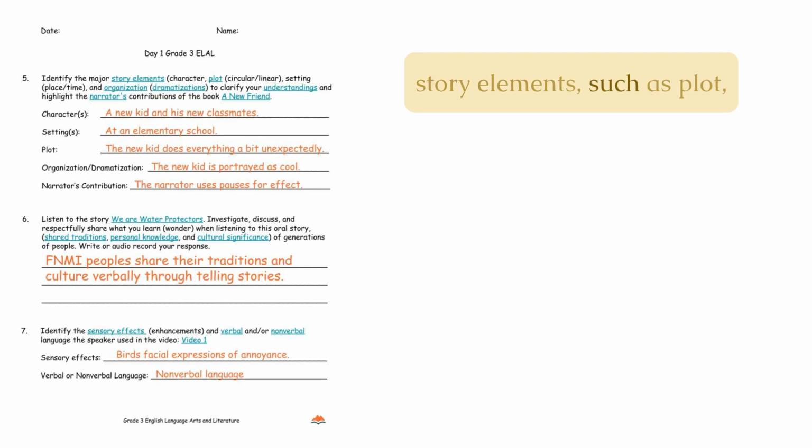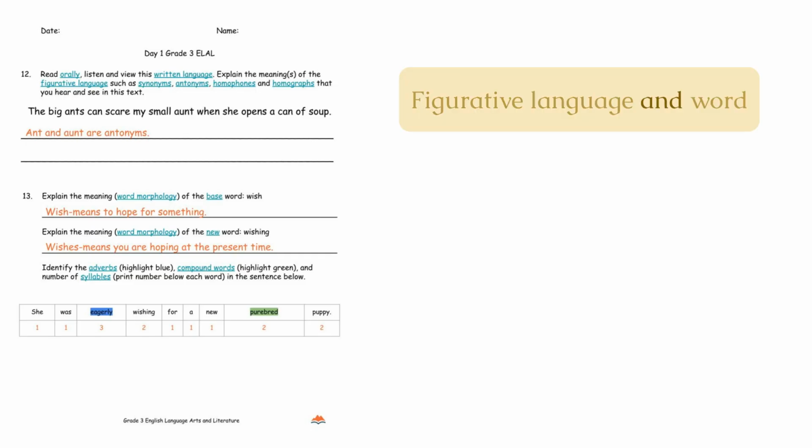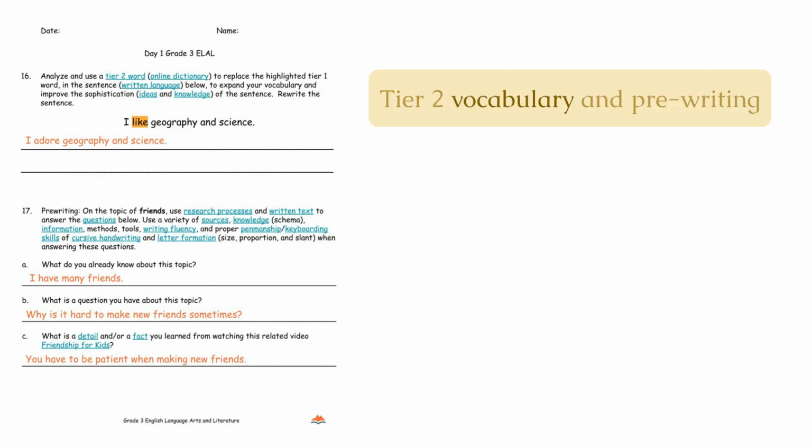Story elements, such as plot, characters, setting, indigenous storytelling, sensory effects, and verbal and nonverbal communication. Understandings and opinions, personal narration, word recognition, and reading fluency. Figurative language and word morphology. Decoding strategies and multisyllabic words. Tier 2 vocabulary and pre-writing questions.